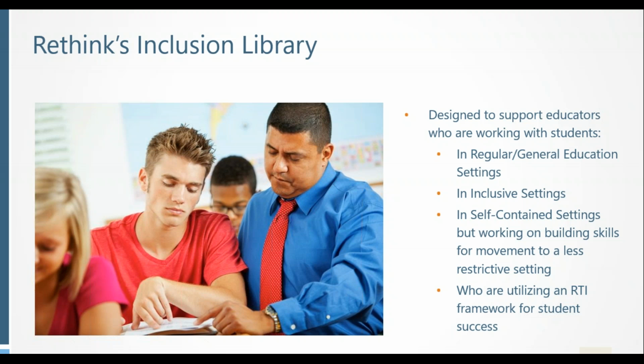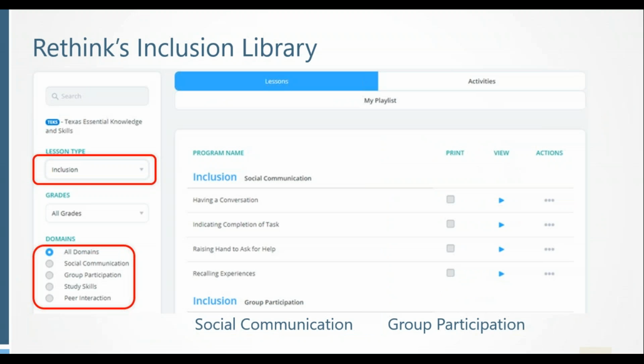The Inclusion Library was designed to support educators who are working with students in regular general education settings, in inclusion settings, in self-contained settings but working on building skills for movement to a less restrictive setting, and for those who are utilizing the RTI framework for student success. The Inclusion Library is split into 4 domains: social communication, group participation, study skills, and peer interaction. We will talk about each of these areas in more detail later on in the presentation.